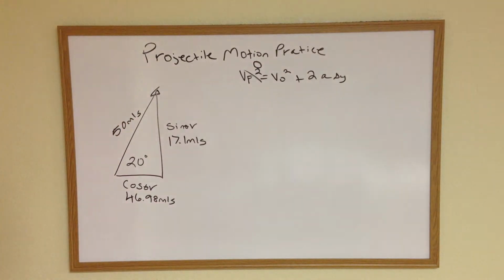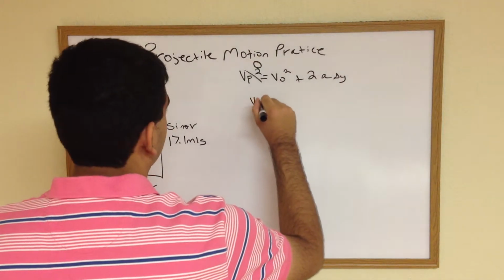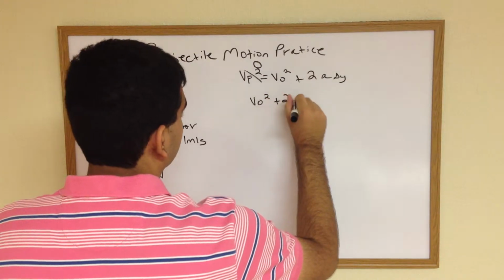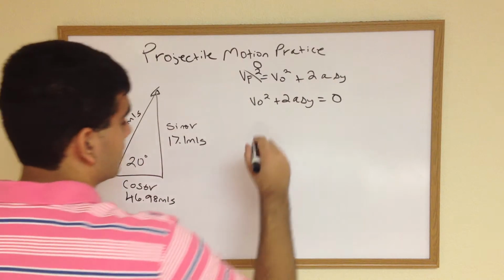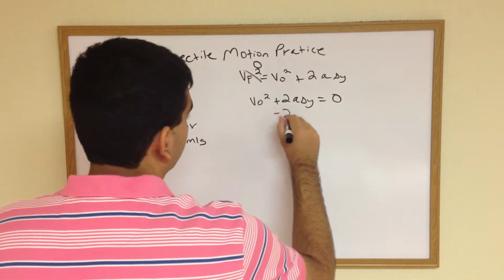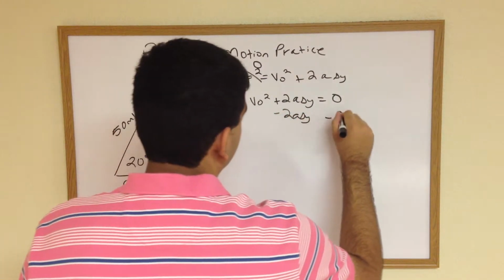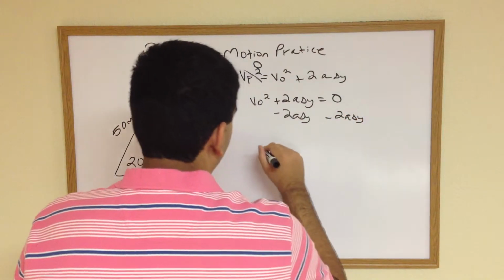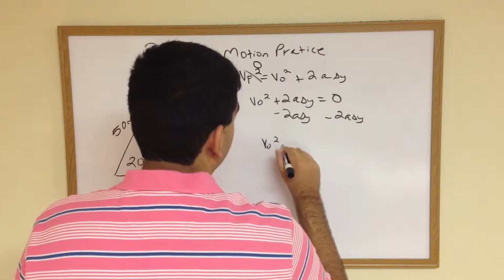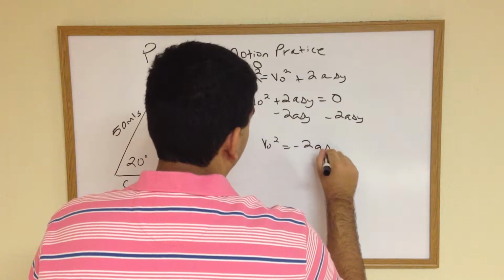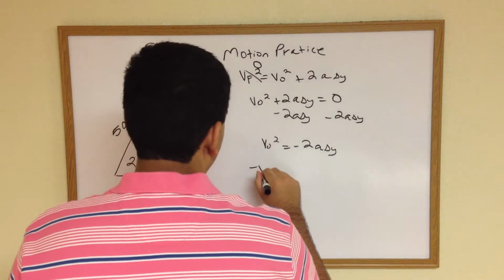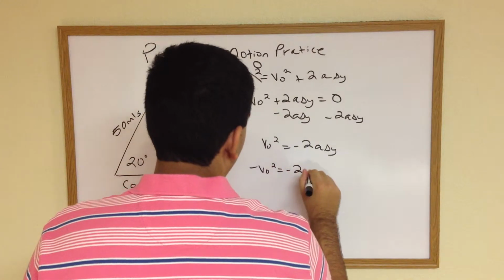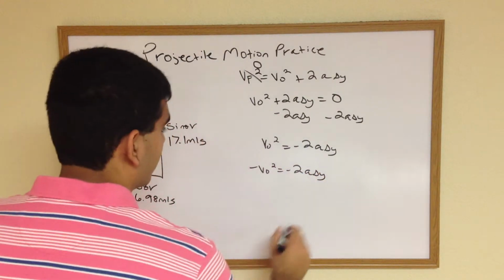And I want to solve for delta y. So this equation, in turn, equals 0. And since I want to figure out delta y, I minus 2a delta y on both sides, and that equals v naught squared equals minus 2a delta y. And in this problem, initial velocity is negative, and so I know that equals negative 2a delta y divided by negative 2a.